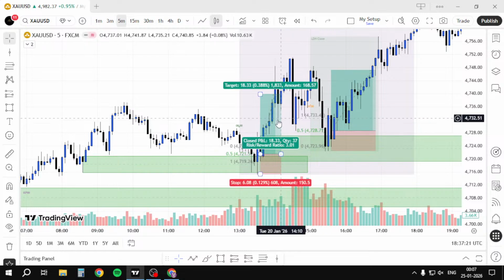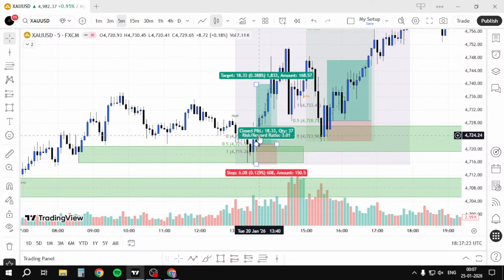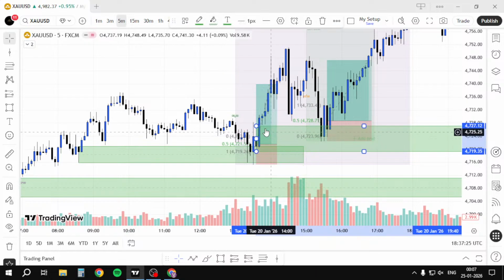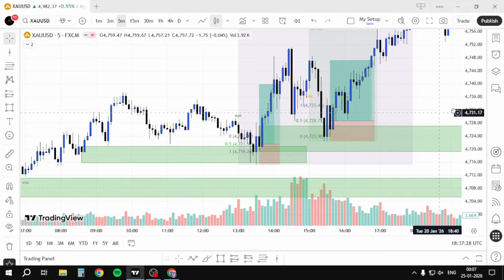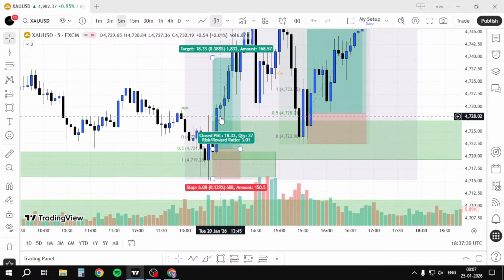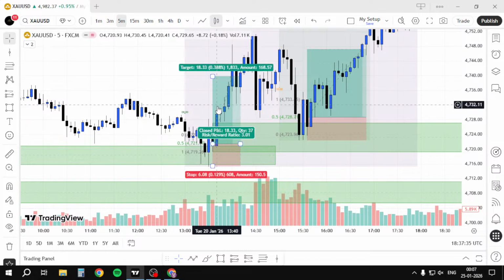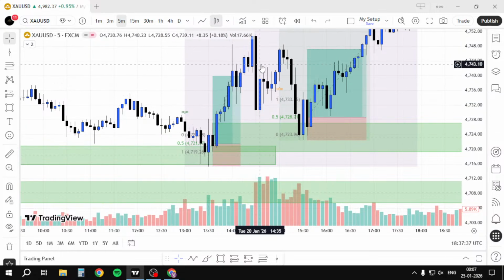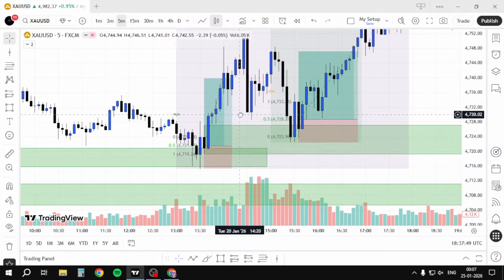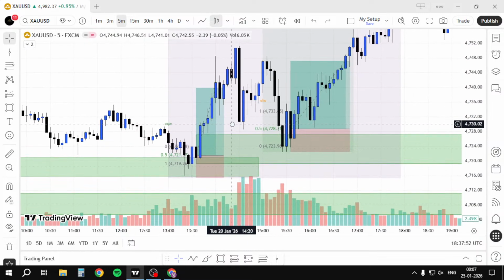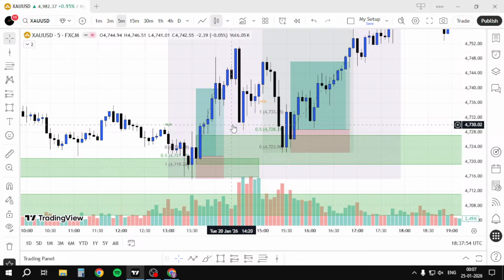But there is no POI left. There is a POI just below this. See, this is a POI. Why? Because there is a very small FVG left. Okay, and from here, the impulsive move started. Okay, so you have to wait for this POI to be tapped. If you missed this one, okay, I will advise you to take only one trade every day.